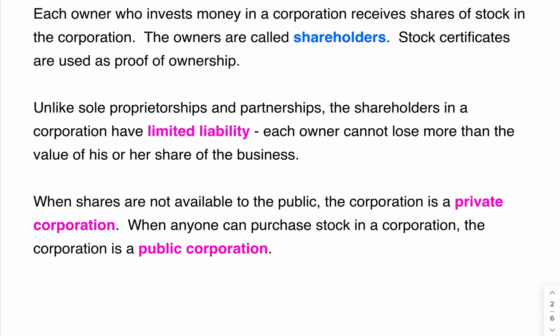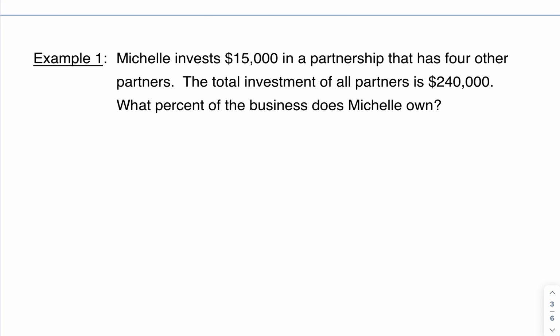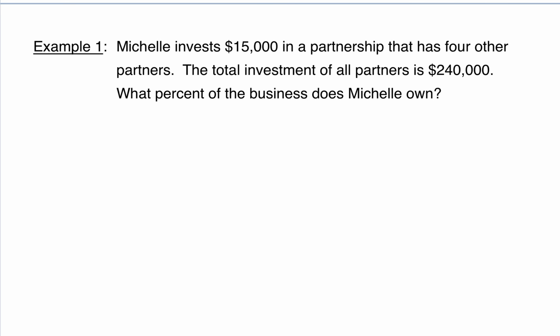Now, the difference between a private corporation and a public corporation is that shares of a private corporation are not available to the public, whereas shares in a public corporation are available to anybody, and that's usually purchased on a stock exchange. Okay, so that's some brief background on business organizations. Let's go ahead and move on to some examples so you understand how shares and percentage of shares are calculated in a business.